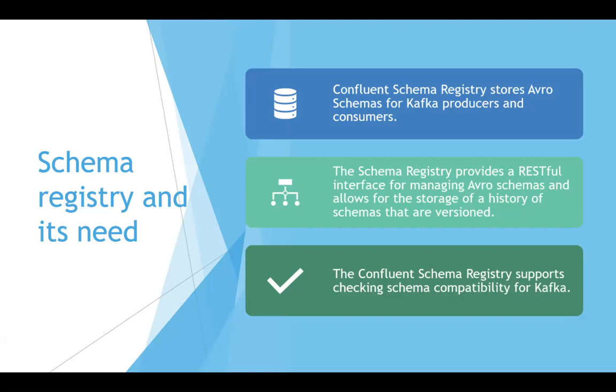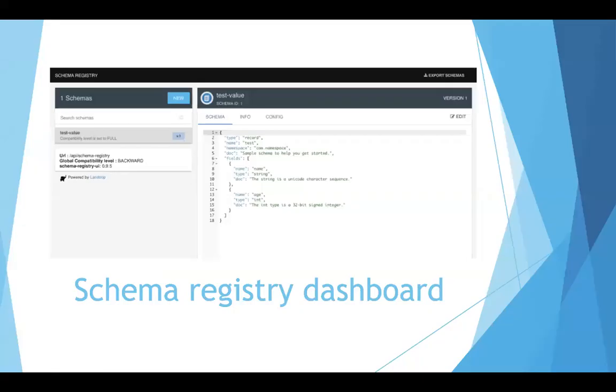I think we can move to the next slide. This is how a Schema Registry dashboard looks. This is a UI provided by Hadoop. It has certain sections. If we look at the left panel, it shows you the list of schemas. For now, I'm having only one schema here, the test value.